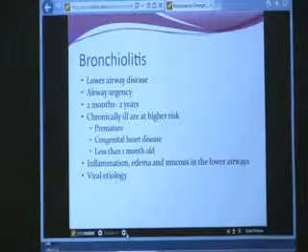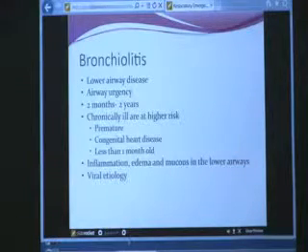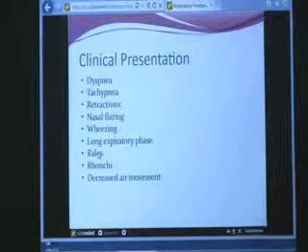RSV is probably the only one that we can test for. Even if this kid looks like an RSV, bronchiolitic baby, and they don't test positive for RSV, we would still treat them as such. They can come in dyspneic, with tachypnea, retractions, nasal flaring, wheezing. The wheezing actually sounds different than an asthmatic. It's usually inspiratory and expiratory, and it sounds like musical wheezing to me, like somebody playing a flute. Whereas the asthma patient usually has expiratory wheezing. They can have a prolonged expiratory phase, rales, rhonchi, decreased air movement.